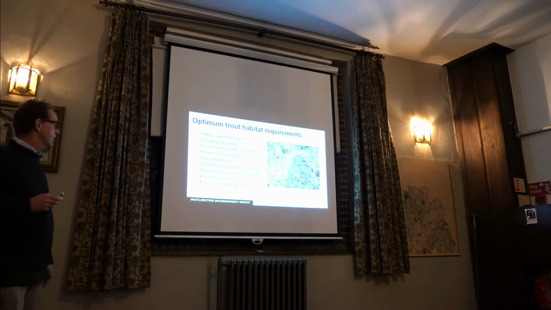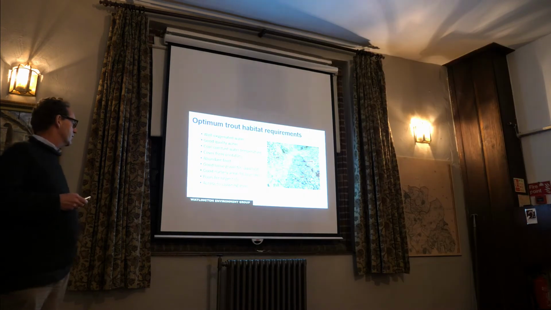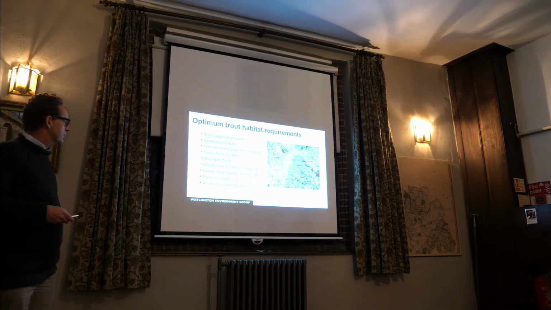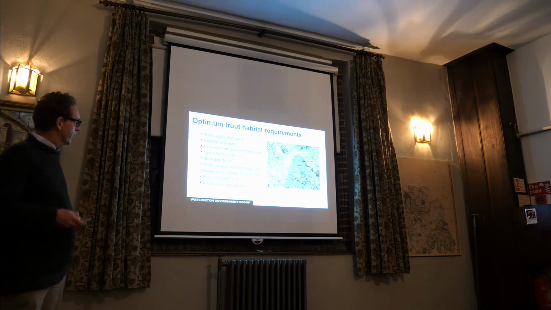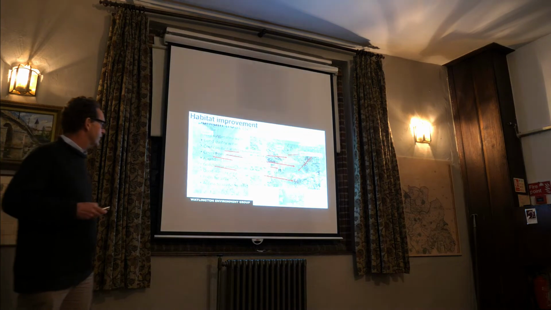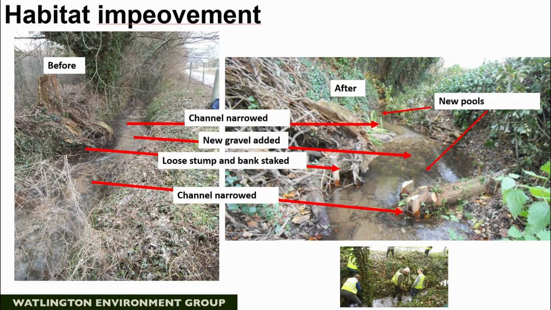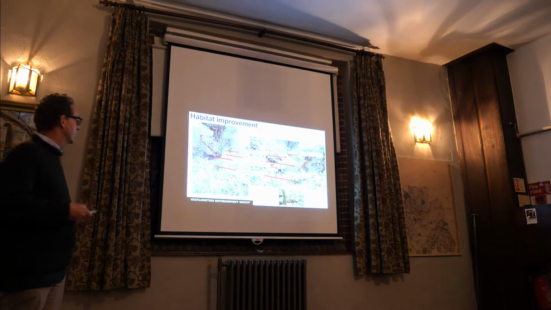And so a big focus for the Watlington Environment Group has been improving habitat and access to spawning. We actually have good spawning areas around here. So here's just an example down below the roundabout where a bit of work was done to make a pool, narrowing the stream, putting in new gravel to create good habitat. And we've been doing a lot of that all the way down the brook.